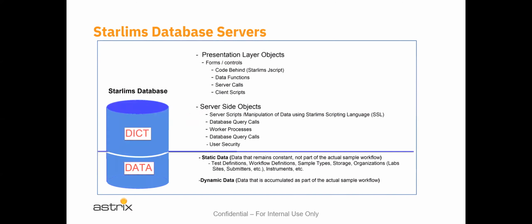So here's a graphic. So you've got one Oracle or Microsoft database, and it's split into two components, the dict and the data. And here's another example of the presentation layer objects, the forms, the code behind, the data functions. That would be SQL queries associated with clicking a button, for example, when you've got a filter shown on the screen and it's got to go back to the database to execute that SQL query and return it back to the application. Server calls are there. Client scripts are there.